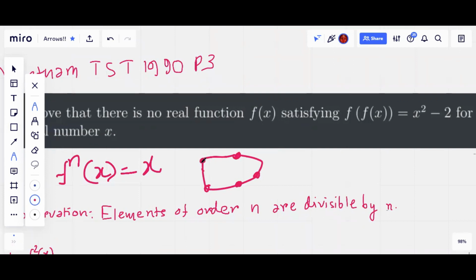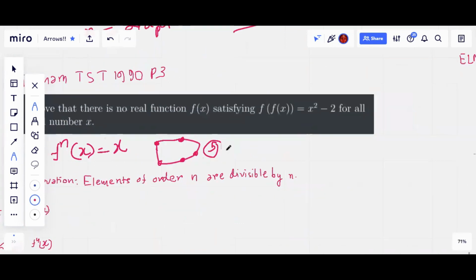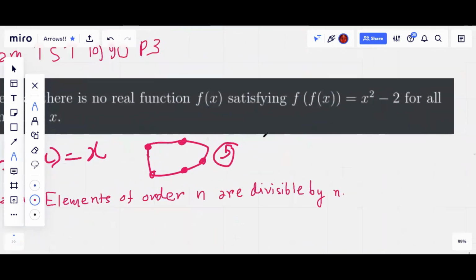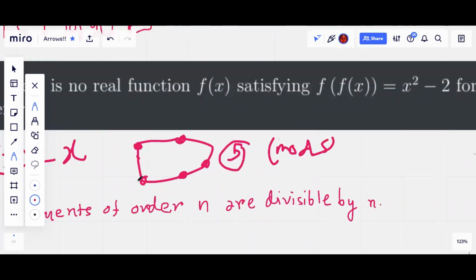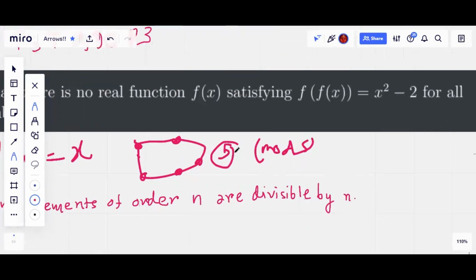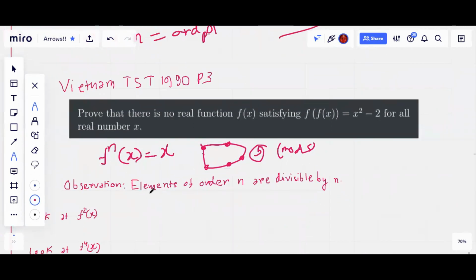So this is the smallest possible. So the length is like 1, 2, 3, 4, 5. You can also extend it like mod 5. You can also say the length of the cycle. Actually, not the length of the cycle, but more like after repeating the function five times, you return to the same value. And also, if you repeat the function 10 times, you also return to the value. So it must be a multiple of 5, and here it must be a multiple of n. So this is our observation.